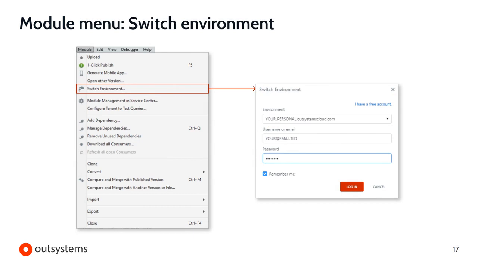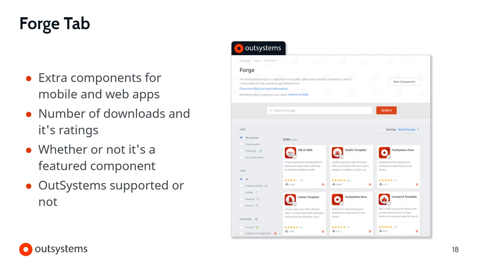In the module menu, we can switch environments and move to a different server. We just have to specify the new URL to get to the new environment and then provide the username and password. Besides the Environment tab, and the Application and Modules tab, we have an OutSystems Forge tab. The Forge has components that we can download and install on the server to which you are connected. The Forge gives us a way to quickly bring in new resources and help us accelerate our development.